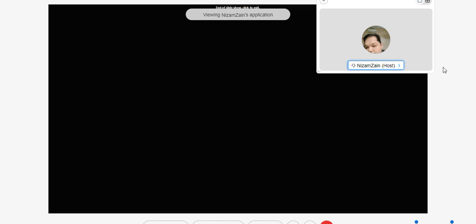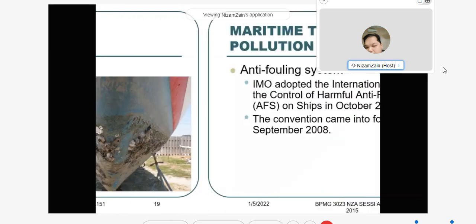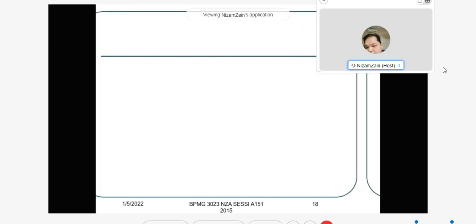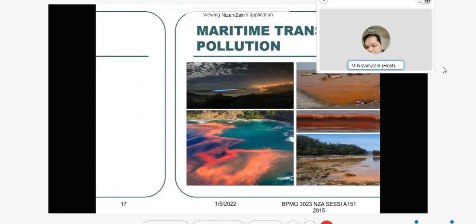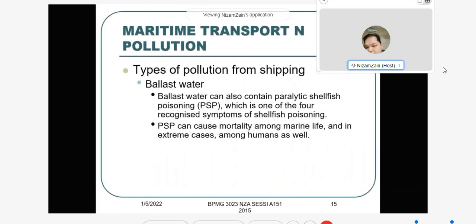Other than marine pollution, the other topic is waste management, the waste disposal from the ships. So waste disposal from the ship, I think I did mention in the slide, is about the waste other than the oil spill, right?